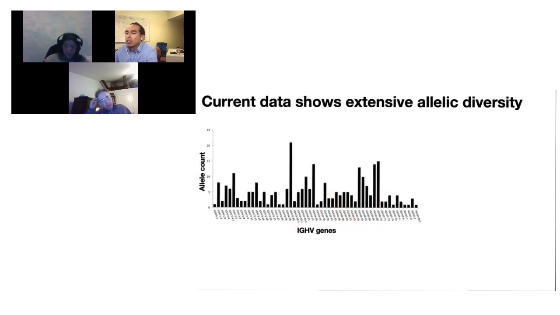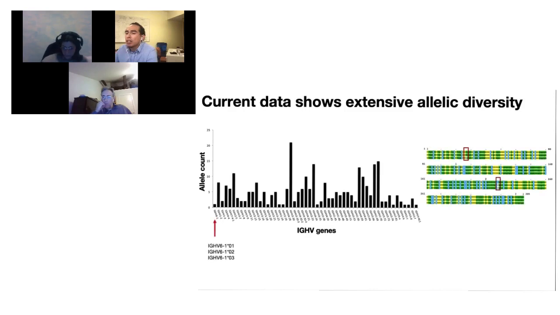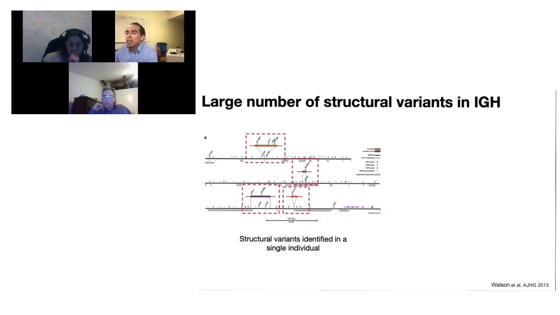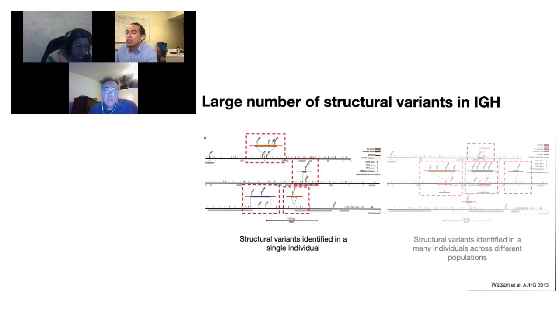Current data shows that there's a large amount of allelic diversity in the population. Here I'm showing different variable genes in IGH and the number of alleles per gene. The first V gene in IGH, V6-1, contains 3 different alleles that differ by 1 to 3 bases. In 2013, when the IGH locus was sequenced for the second time, a large number of structural variants were identified. Here I'm showing the IGH locus and the structural variants identified just in a single individual.